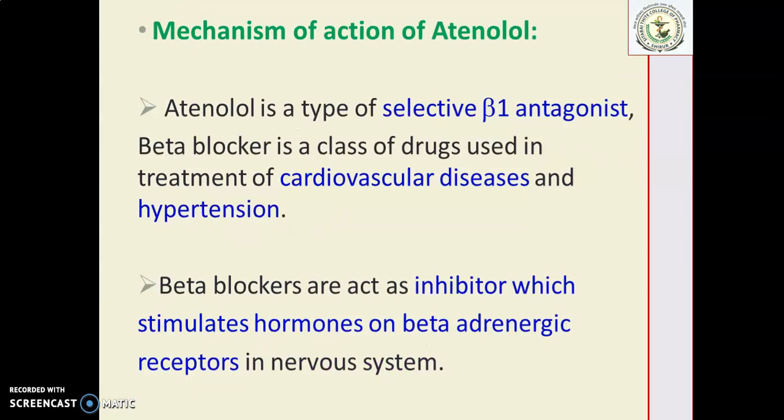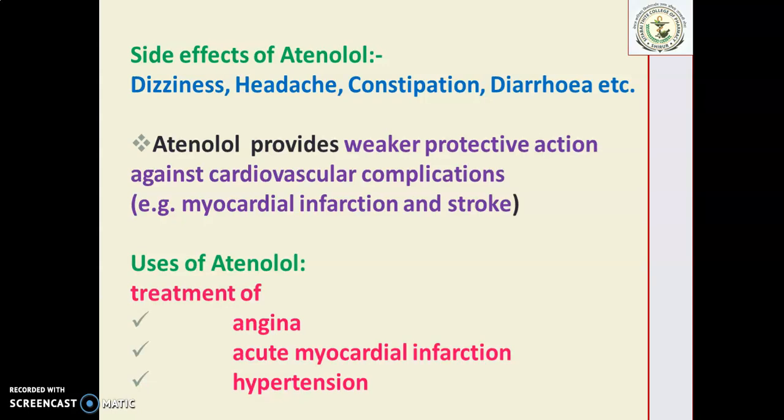Mechanism of action of atenolol. Atenolol is a type of selective beta-1 antagonist. Beta blocker is a class of drugs used in treatment of cardiovascular diseases and hypertension. Beta blockers act as inhibitors of stimulating hormones on beta adrenergic receptors in the nervous system.